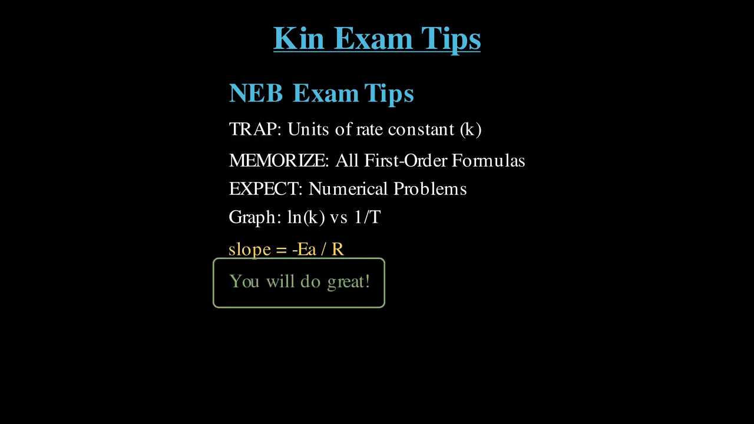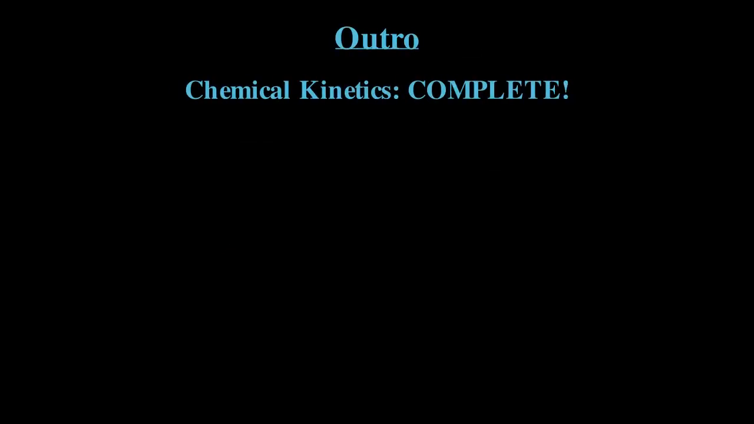You've got this. And that's a wrap on chemical kinetics. Congratulations on making it through. Remember, the most important formula is the first-order integrated rate law, K equals 2.303 divided by T times log of A over A minus X.